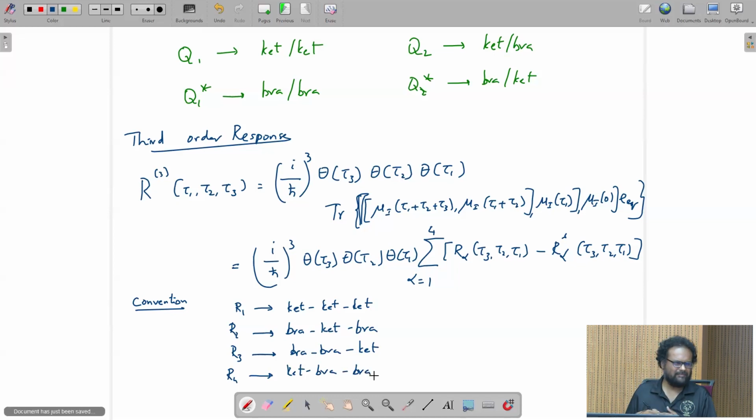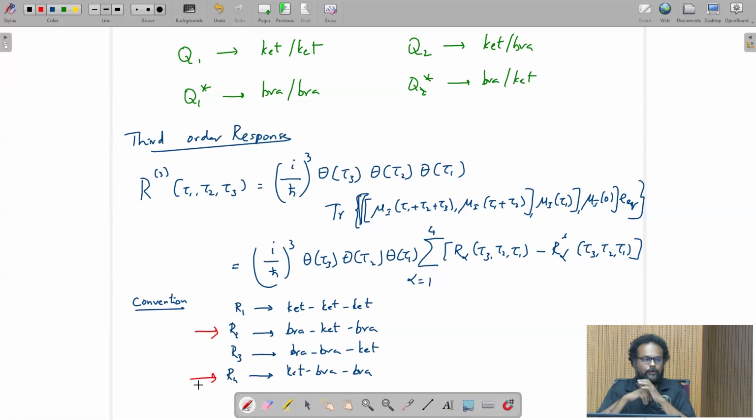You don't need to remember all of this. It naturally flows out in the double-sided Feynman diagrams, but for the sake of completeness, I put it there. So it happens that all your 2D spectra is what we want to understand either in R2 or in R4. Also the impulse response functions that we need to do.